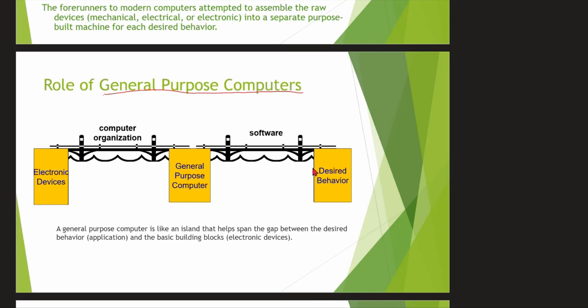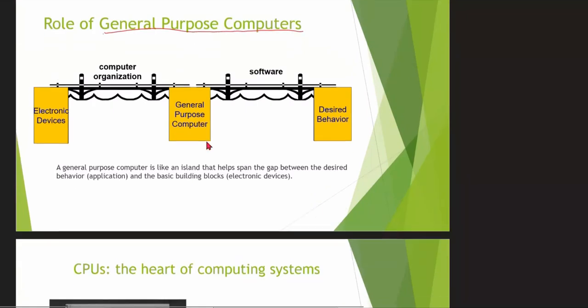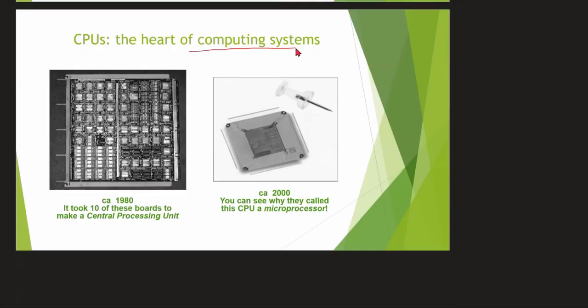So we will have electronic devices. We will organize them in such a way that we get the addition as an output behavior. That is done by using computer organization. We are organizing the components to get a certain behavior. In a computer system, basically the computing is done by using the processors.